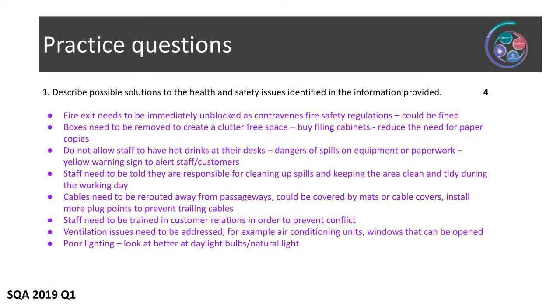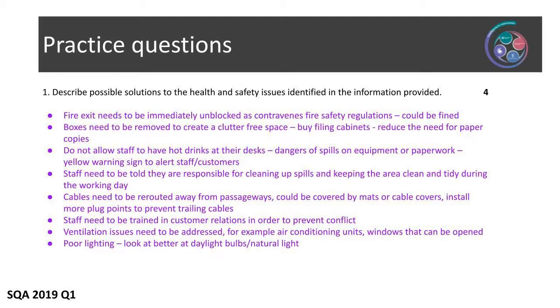Staff need to be trained in customer relations in order to prevent conflicts. So there was in the scenario the agitated lady because of her child, and then she was being sworn at. That's obviously not acceptable. That's a training issue. So making sure there's the right training in place is absolutely important for that.